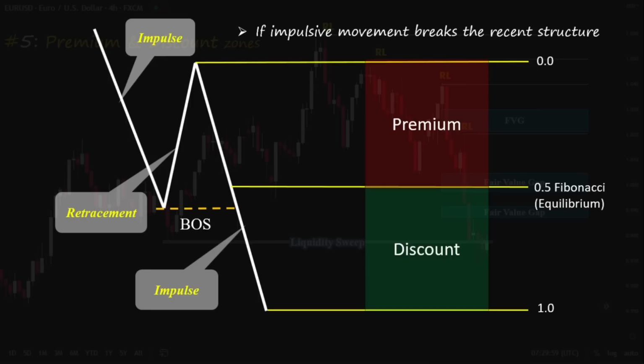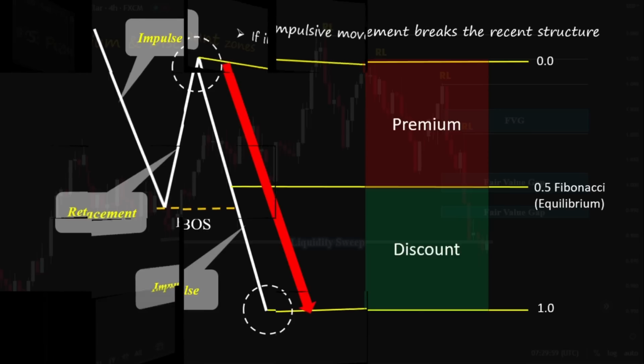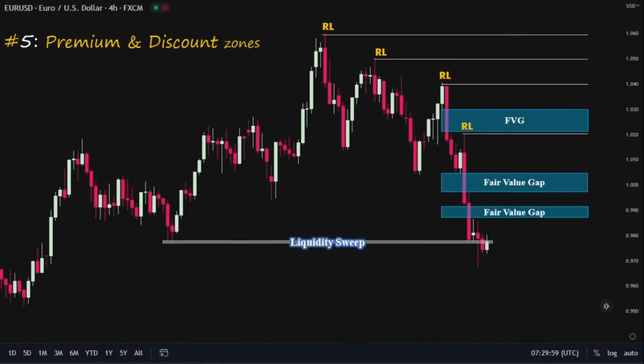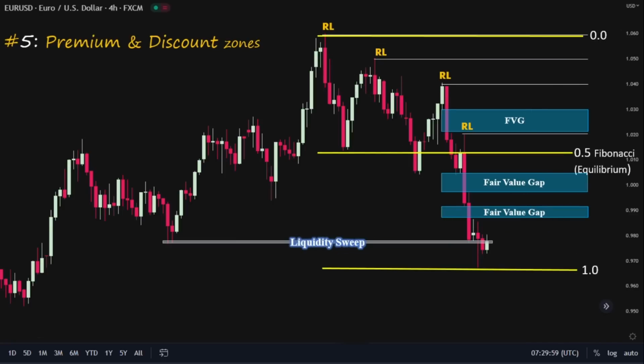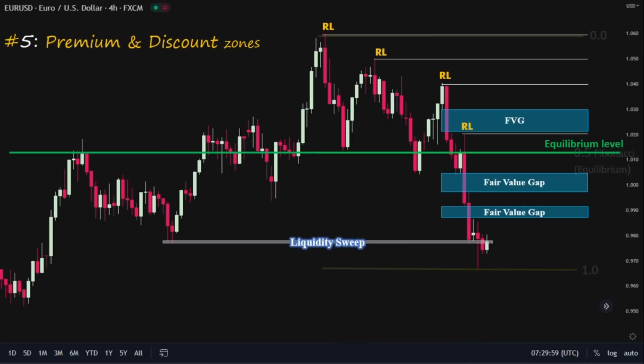For drawing premium and discount zones in a bearish scenario, the Fibonacci tool is pulled from the start of the impulsive movement to the end of it. The same concept applies to the bullish scenario. So, let's add premium and discount zones to our chart. As you can see, we have this bearish impulse movement, so for drawing premium and discount zones, we use the Fibonacci tool from the high of this movement to its lowest point. Then we draw a line from the Fibonacci tool's 50% level.